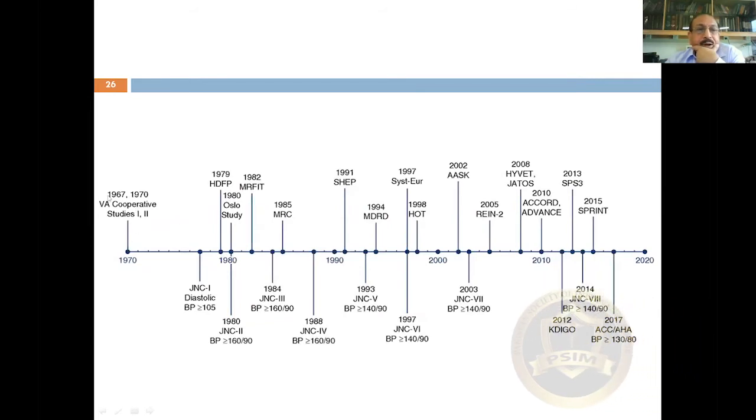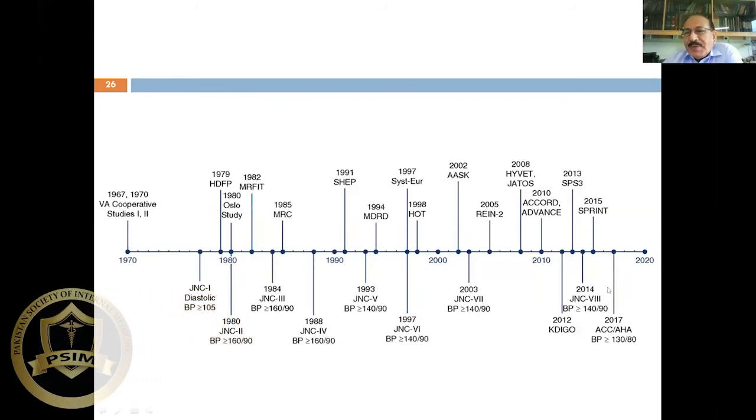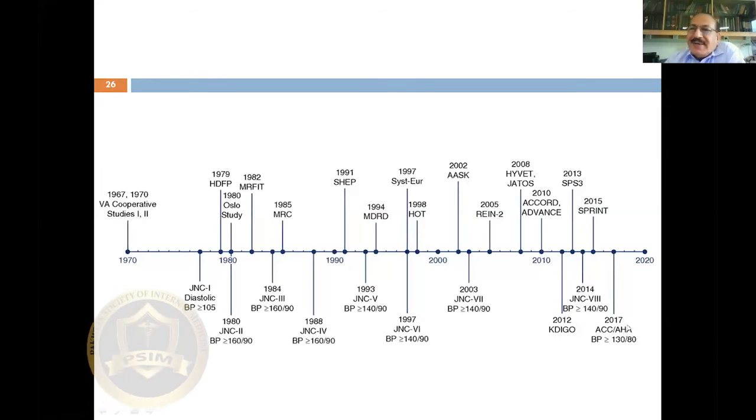The guidelines, if you look at the American guidelines which have come up over the years: blood pressure values of more than 160/90, this is what JNC3 said in 1984. And now down the road, 130/80 in 2017, the American College of Cardiology and American Heart Association have come down because a lot of patients who were not treated at this stage ended up with strokes and MIs and renal insufficiency.